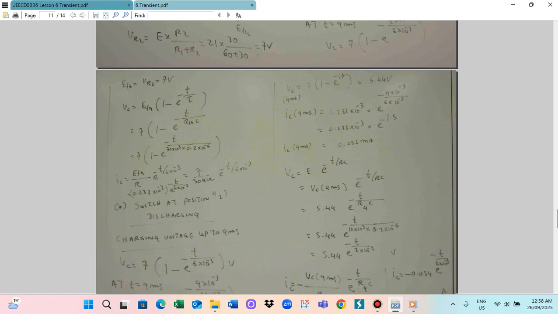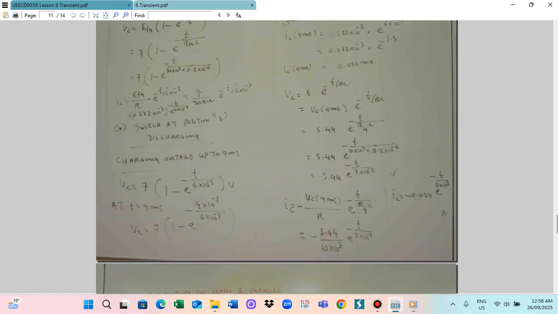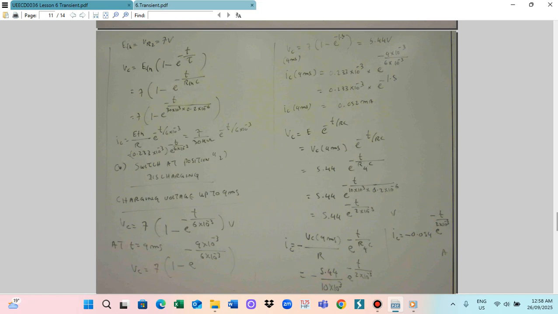So R1 is 100 into 10 power 3, multiplied by capacitor C, which is 0.05 into 10 power minus 6. Then you can calculate for the RC. So the result is the current will be 0.1 into 10 power minus 3 e power minus t divided by 5 into 10 power minus 3. So this is the current IC we can calculate. So this is for part B.